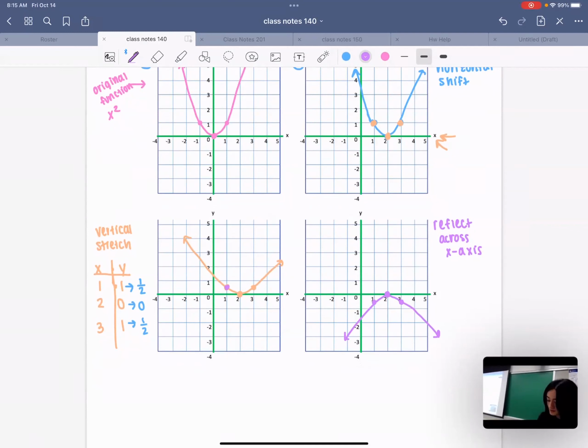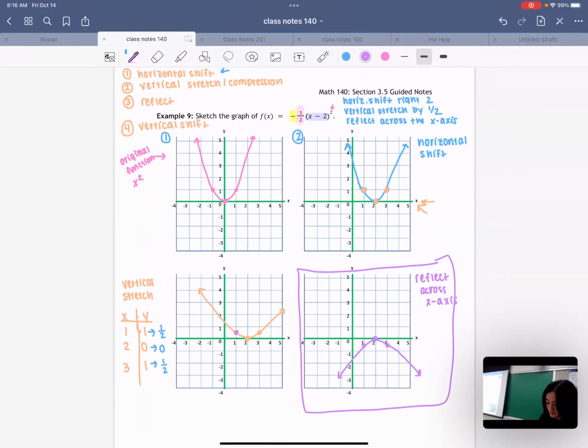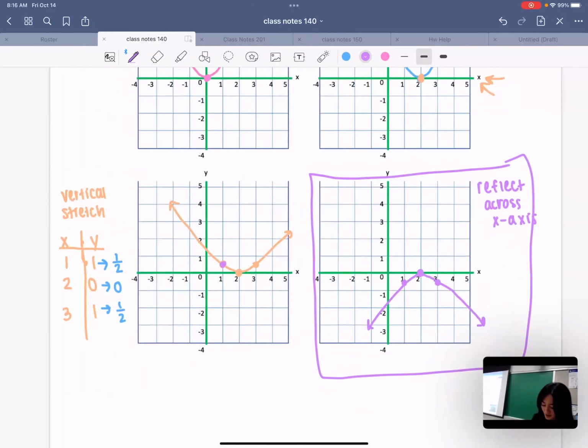And this is the final graph, right? I've done all the reflections that I needed. This is my final result. Okay. Any questions on putting everything together? All right. Oh, yeah. Oh, okay. Yeah, that's a good question.